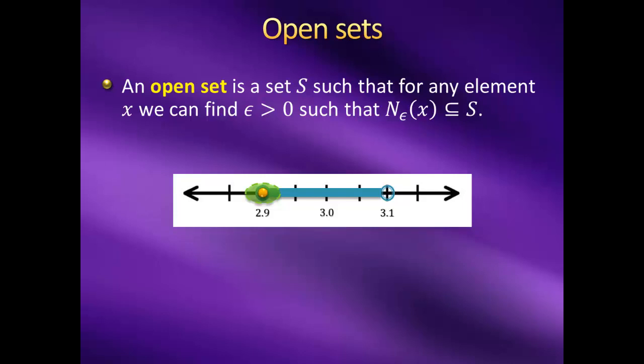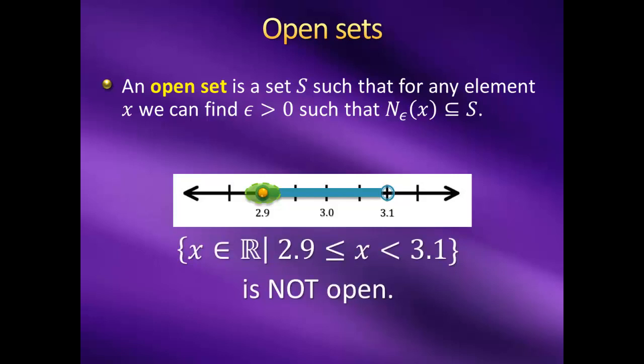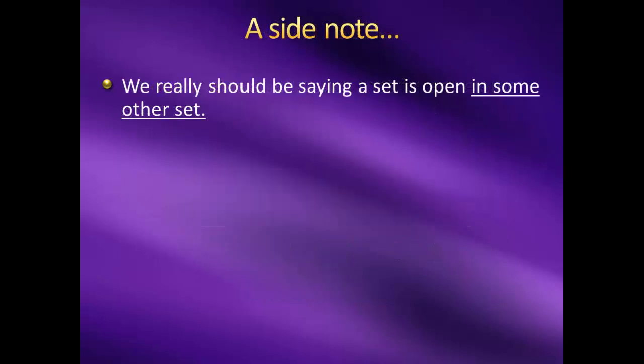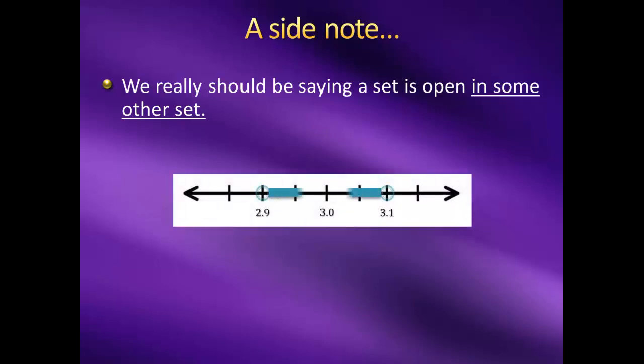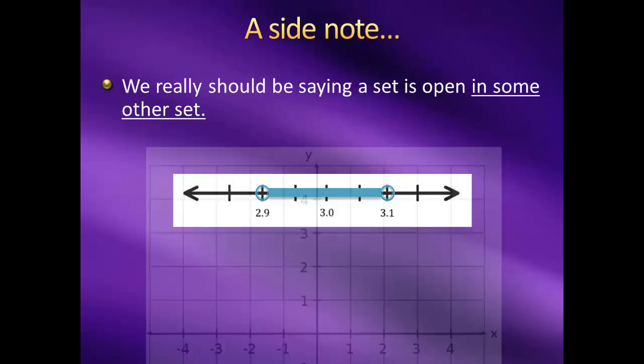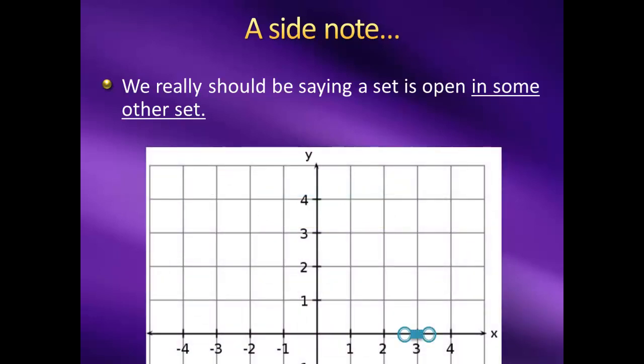So this interval is in fact not open. By the way, as a quick side note, at times we have to be a bit more specific when we talk about a set being open, and say that it's open in some other set. For instance, even though our interval from 2.9 to 3.1 exclusive was open when we were only considering the real line, it would no longer be open if we were considering it as a line segment on the x-axis in the xy plane. We could move up or down and no longer be in our line segment.